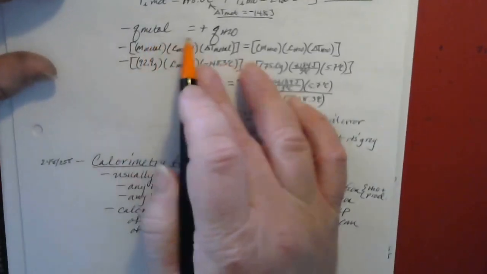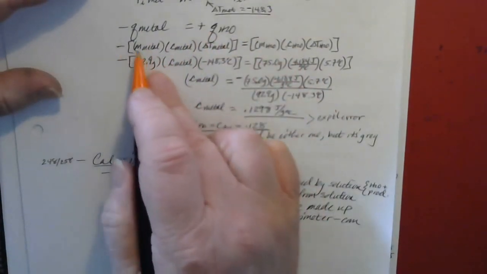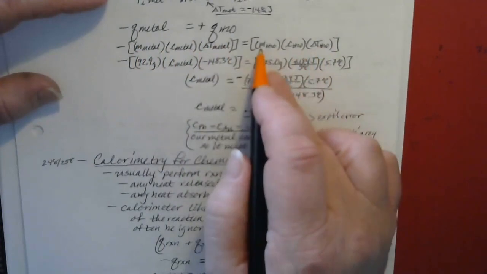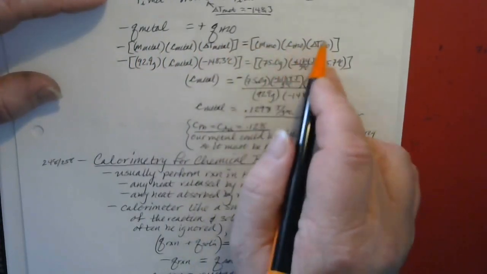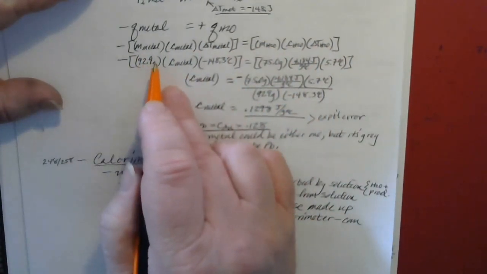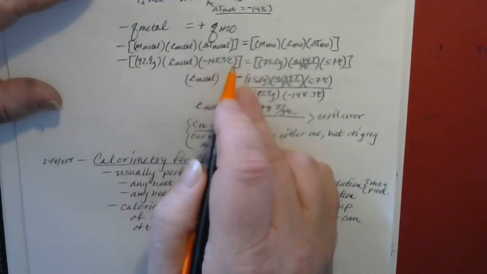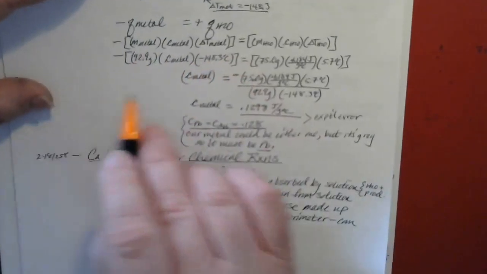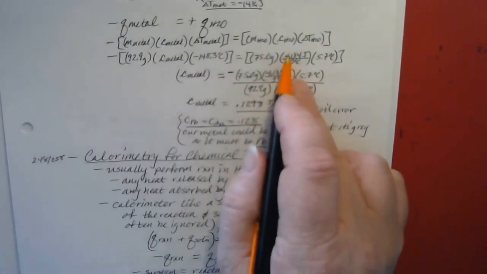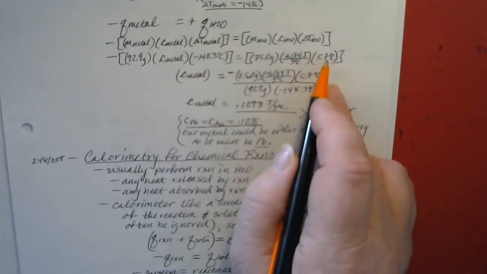Okay, so we know that negative Q of metal is equal to positive Q of H2O. So on the metal side, negative M metal times C metal times delta T metal. And on the water side, positive M H2O, C H2O, delta T H2O. So on the metal side, that's negative 92.9 grams times the C of the metal times negative 148.3 degrees Celsius. That's the change in temperature for the metal. On the water side, it's going to be mass of the water, which is 75 grams, times 4.184 joules per gram degree Celsius, times positive 5.7 degrees Celsius.